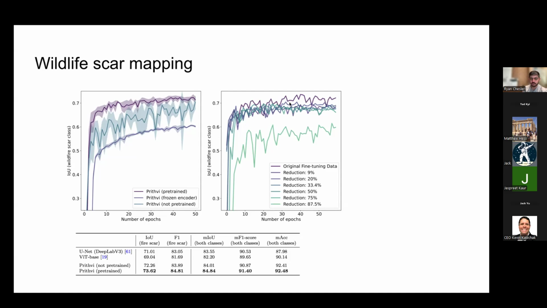So same graph as before, showing reduction in data. With the original data set, it does get the best, but you reduce more and more and more until there is kind of a critical point where it does lose a lot of performance. You can see that like 75% is okay, but at 87.5%, you have so little data that it's not really getting a good result. And again, they had another comparison with other unrelated models.